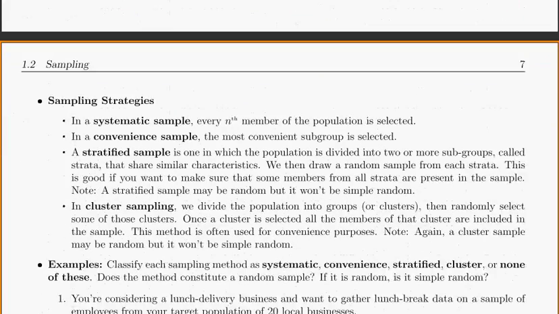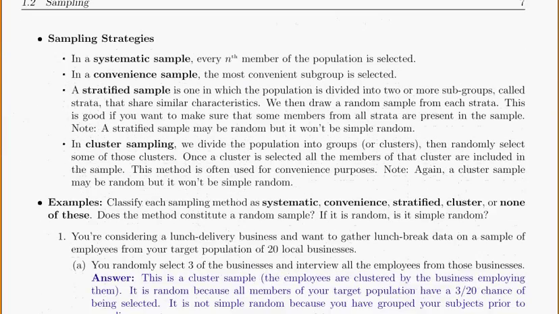Sampling strategies. So we have a few of these we'll discuss. Systematic is when you take every nth member. Convenience is self-defined. It's convenient. It's easy. Stratified is when you first break up the population into, say, strata. Maybe there's three different strata. And then you randomly select from within each strata. All right.